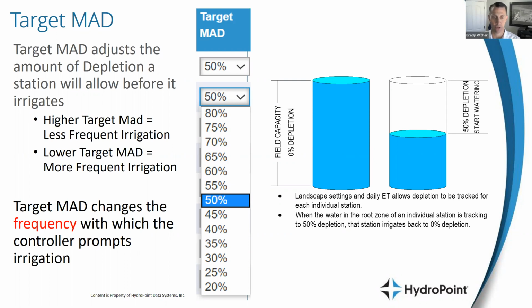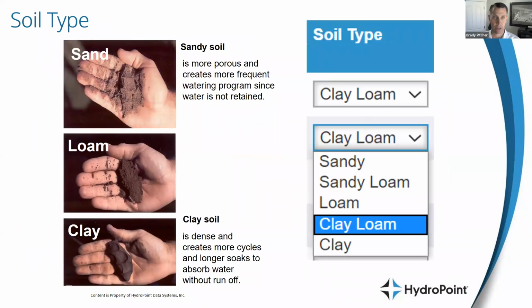So that directly affects frequency. If you want to understand how frequency happens, spread of days, target MAD is one way it does it. Now the next one, unless you have something else, Ben, you want to mention here. Soil type is another one that will directly affect frequency.